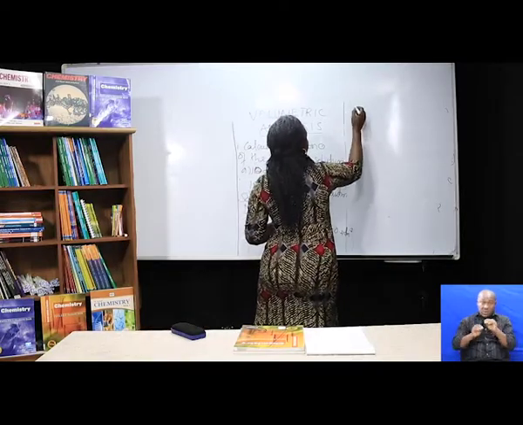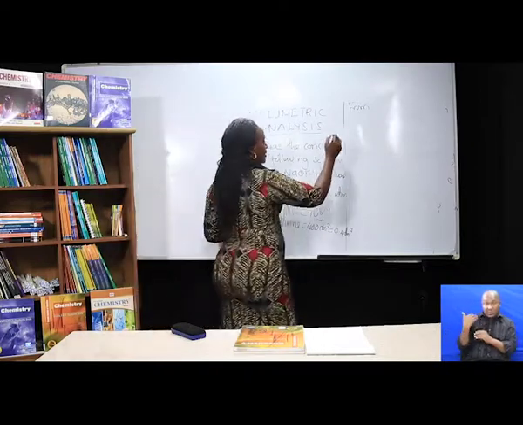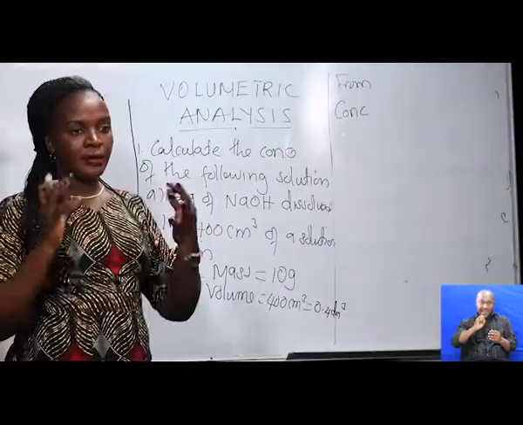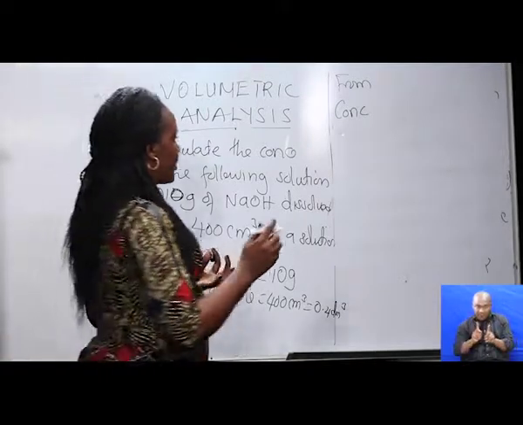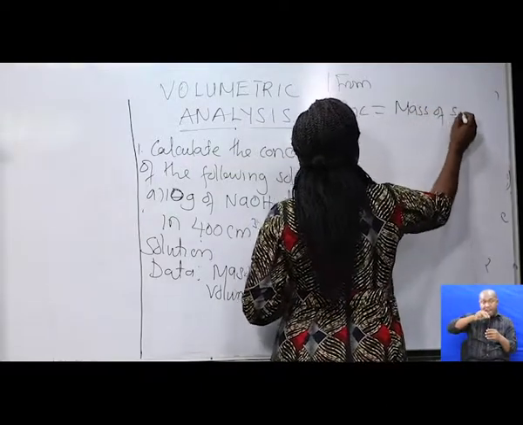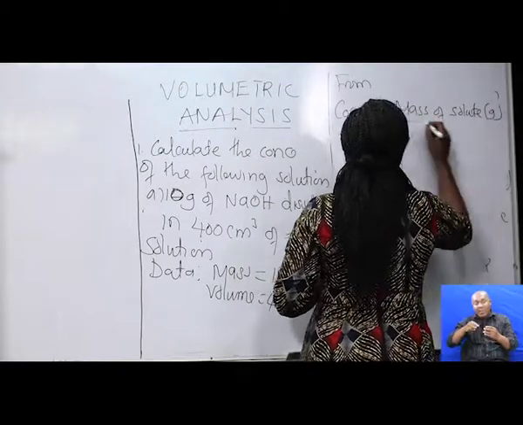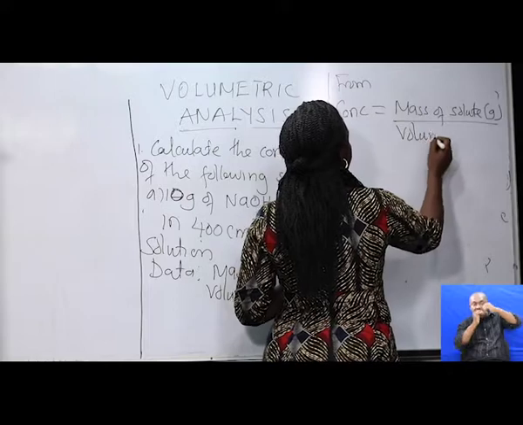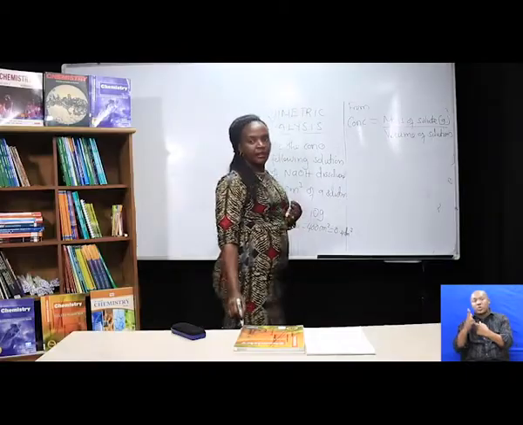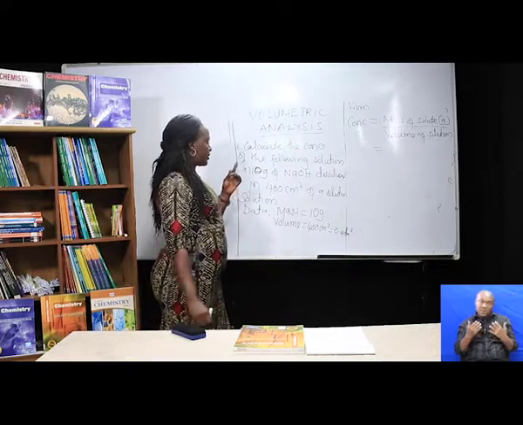Therefore, from the formula that we have derived earlier, concentration, we use CONC as an abbreviation, is equal to the mass of solute in gram, divided by the volume of solution in decimeter cubic. Therefore, what is the mass? The mass is 10 gram.